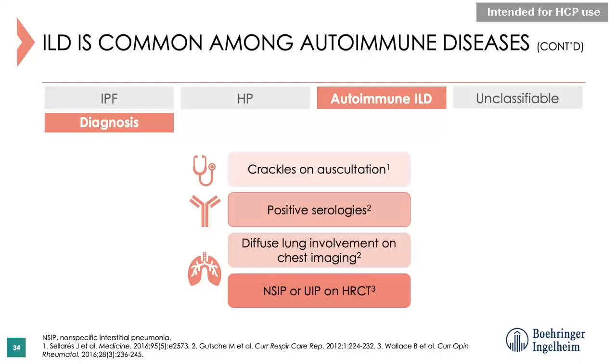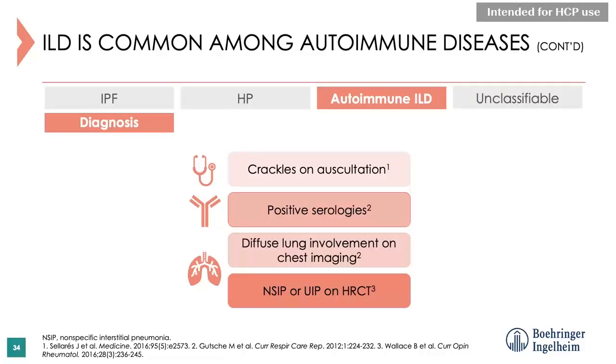So these patients tend to have very variable degrees of overlap with the other conditions we've already talked about. They have crackles on auscultation. As opposed to these other patients, they often have positive serologies, which correspond to the autoimmune condition under consideration. They have diffuse lung involvement with variable degrees of inflammation and fibrosis, and they can manifest variable different patterns on their high-res CT, including nonspecific interstitial pneumonia, organizing pneumonia, or even a usual interstitial pneumonia pattern.